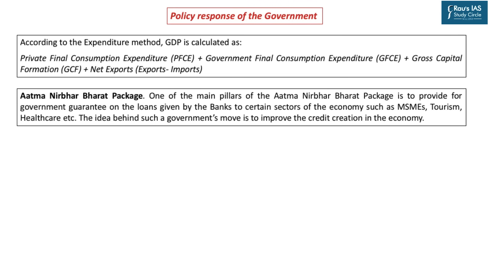Let's also have a little bit of background on the major contributor to our GDP. You know that according to the expenditure method, GDP is calculated as the summation of private final consumption expenditure, government final consumption expenditure, gross capital formation, and net exports. Private final consumption expenditure accounts for almost 60% of India's GDP. Private final consumption expenditure is actually household demand.